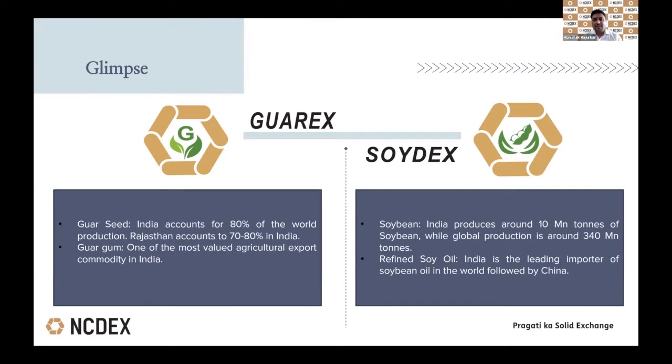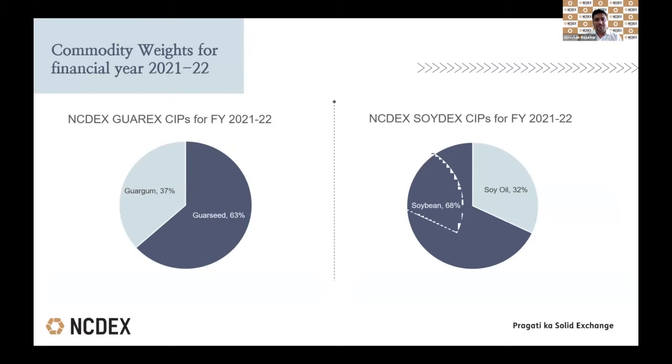Rajasthan accounts for around 70 to 80% of the production in India. Soybean and soy oil are there in the SoyaDex. Of course, soybean also is one of the key commodities in India, which is produced in MP, Maharashtra, Gujarat, Rajasthan. So these commodities are mainly part of the index. We have given them adequate weight in the index so that they can represent their part in the index.